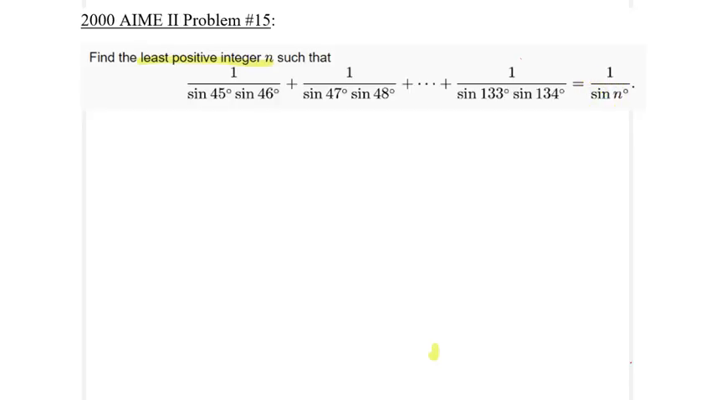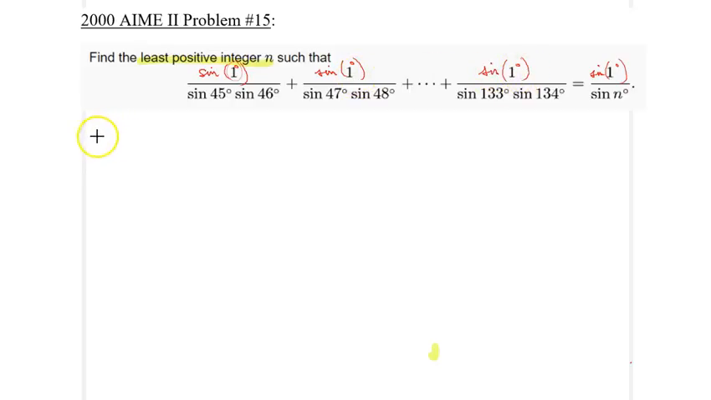I will go ahead and apply my sine 1 trick. I will multiply both sides of this equation by sine 1 degrees, and as a result each of my numerators on the left hand side will have a sine 1 degrees, as well as the right hand side. But now the trick is to rewrite 1 as, in this particular case, 46 degrees minus 45 degrees, and this one as 48 degrees minus 47 degrees, and so on.